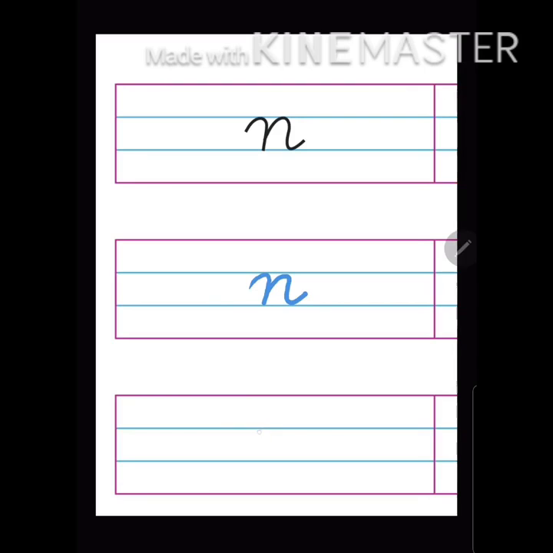Now I will show you again how to write N. We start from the middle of the second and third line in a slanting way. We go up to the second line, come down straight to the third line, go up again, hop, and come down again to the third line, and a small kick in the right.